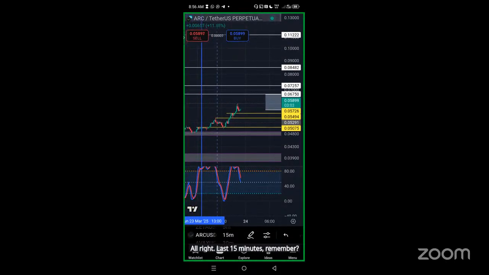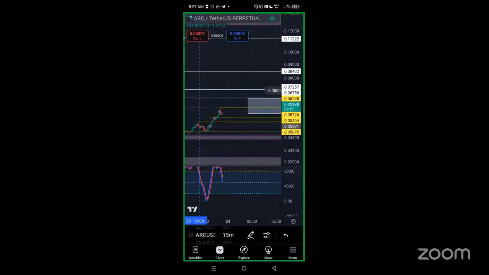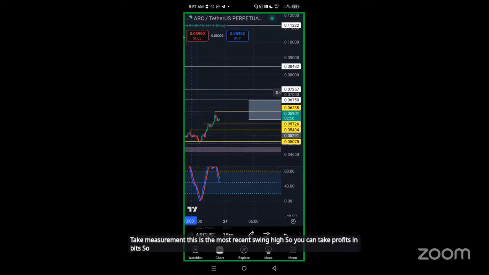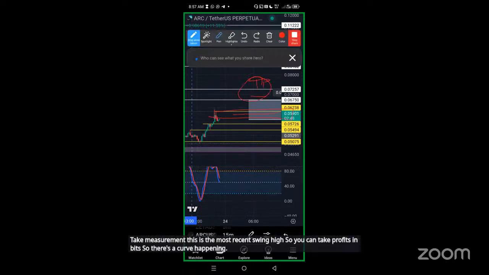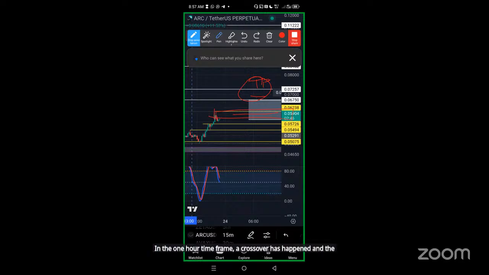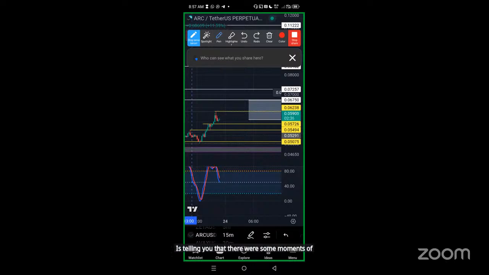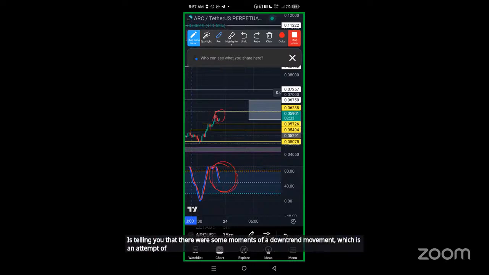15 minutes. Take measurement. This is the most recent swing high. So you can take profits in bits. So there's a curve happening. In the 1 hour time frame, a crossover has happened and the trend is rising, right? The market is on an uptrend. But when you come to a lower time frame, like 15 minutes, it is telling you that there were some moments of a downtrend movement, which is an attempt at a retracement, right? There was a break of structure to the upside here. Then now it is pulling back.